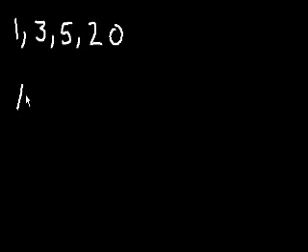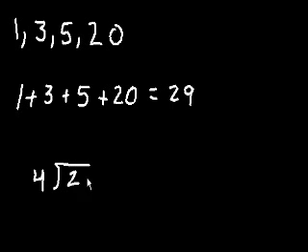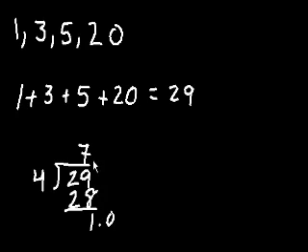So let me write that. 1 plus 3 plus 5 plus 20 equals, let's see, 1 plus 3 is 4. 4 plus 5 is 9. 9 plus 20 is 29, right? And we had four numbers, 1, 2, 3, 4. So 4 goes into 29. And it goes into 7 times, 28, and then we have 1. Then we add a decimal and a 0, so 10, and 4 goes into 10 twice, 8, and then 2, 0, 5. So 4 goes into 29 7.25 times.